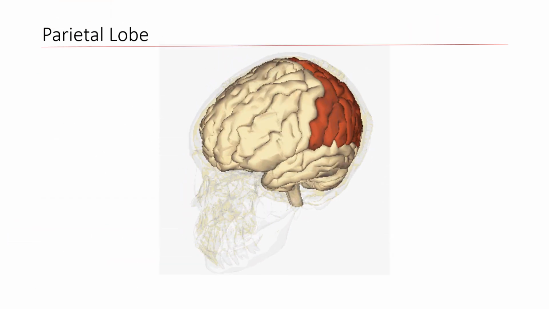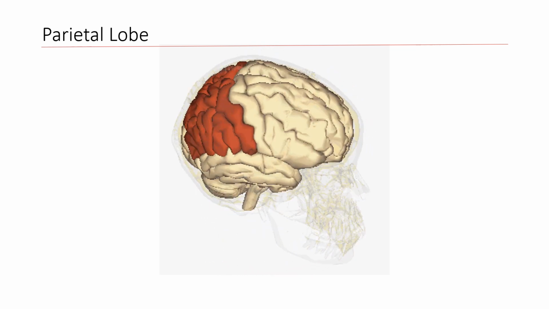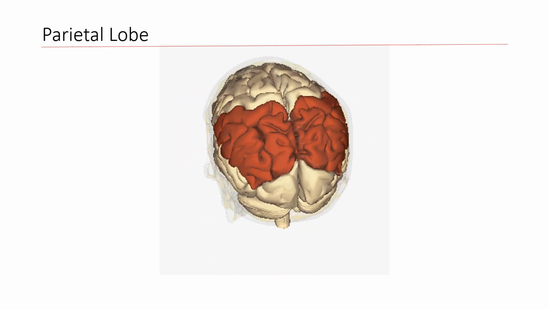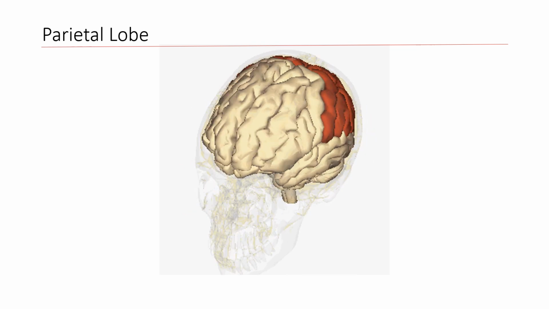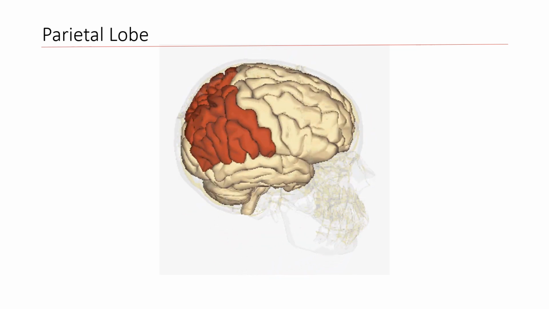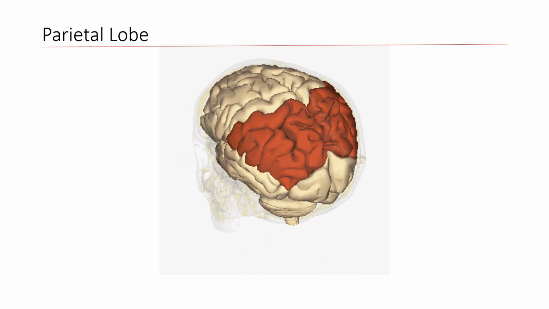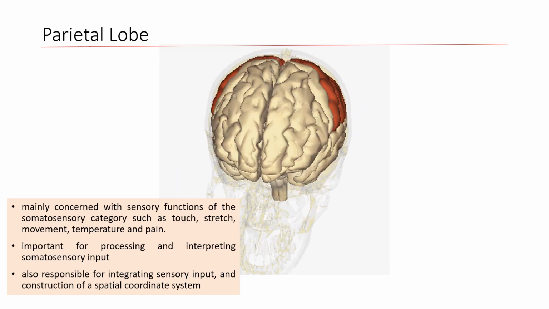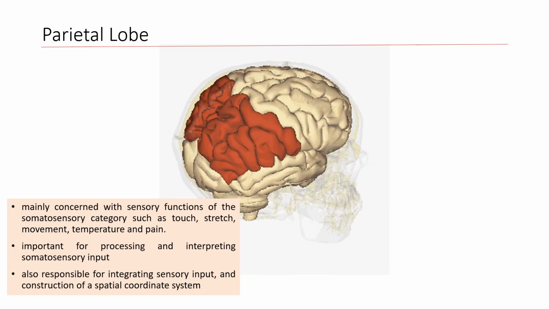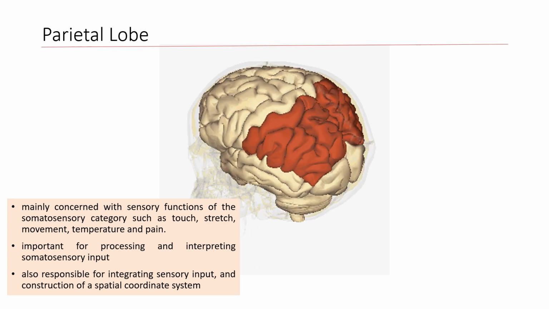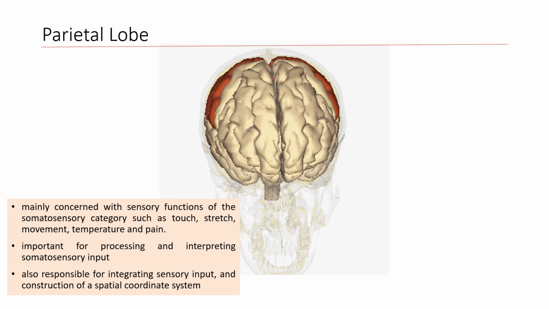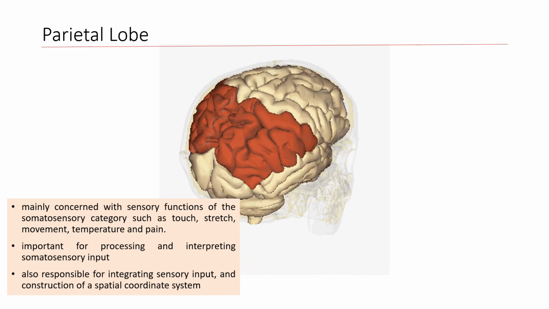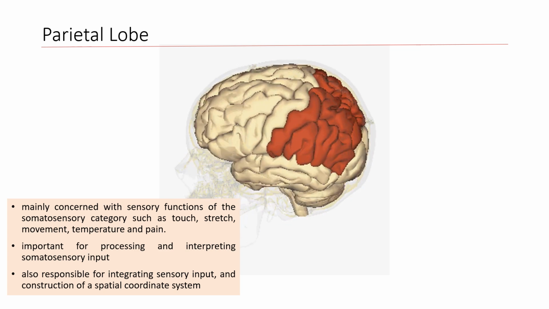Posterior to the central sulcus is the parietal lobe. The parietal lobes are located near the back and top of the head, and this lobe is mainly concerned with sensory functions of the somatosensory category such as touch, stretch, movement, temperature, and pain. So they are important for processing and interpreting somatosensory input.